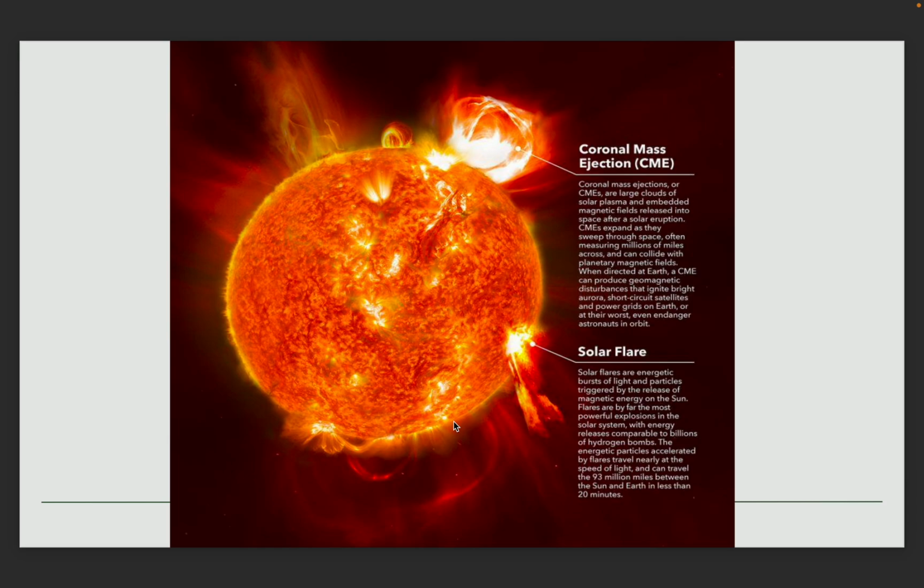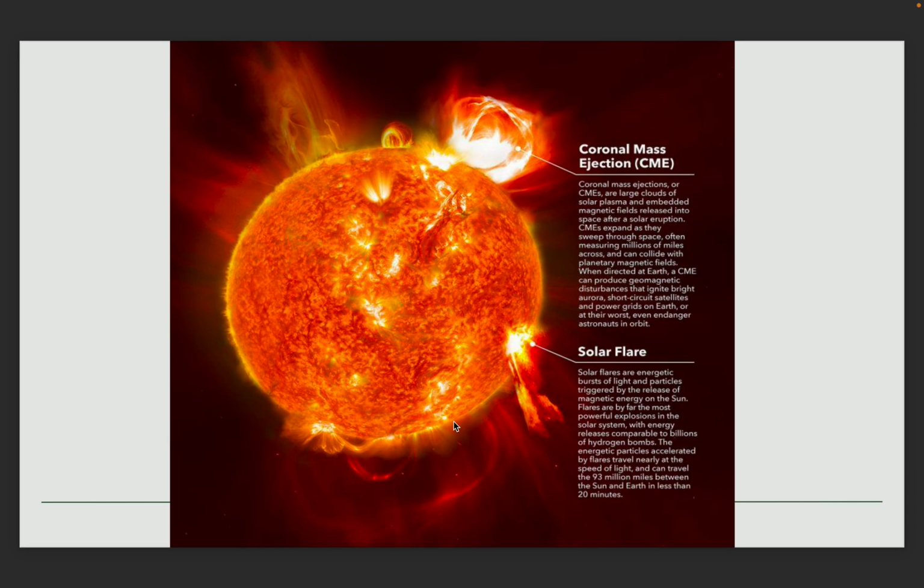When directed at Earth, a CME can produce geomagnetic disturbances that ignite bright auroras, short-circuit satellites, and cause power grid failures on Earth. They can also cause danger to the space station.